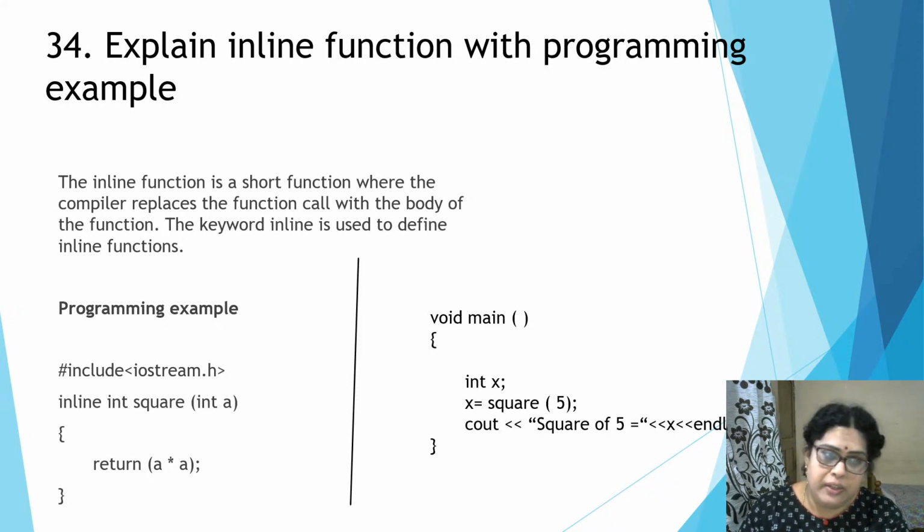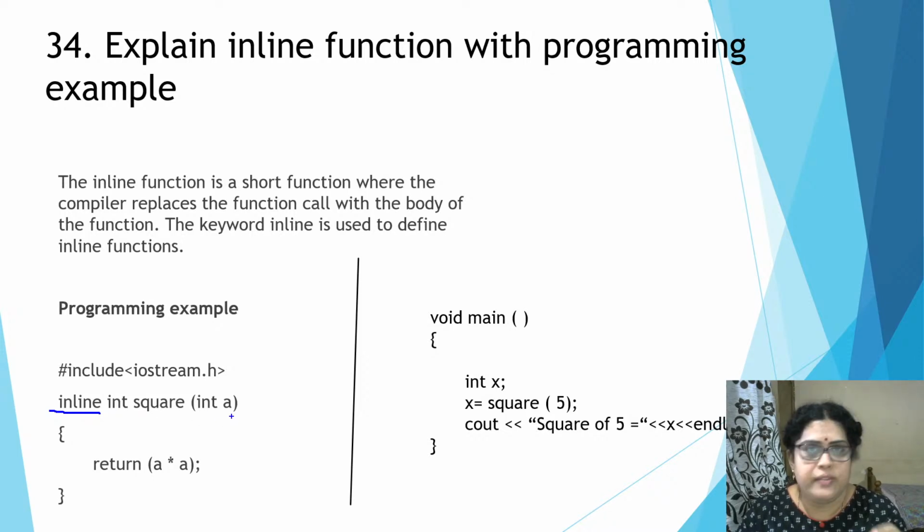Now how do we write the inline function? It's very simple. You write hash include iostream.h, then inline. The keyword inline has to be used. Many students forget this part. They write all the programs, but they forget to write this word inline. Int is the return data type, square is the name of the function, and int a is the argument you are passing to this function. And then you say return a into a.